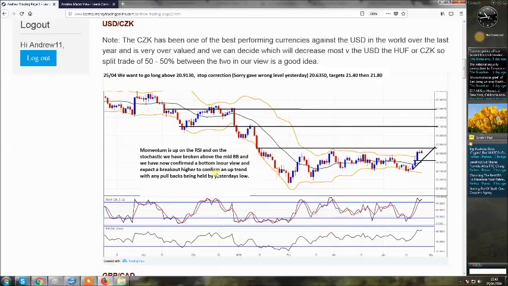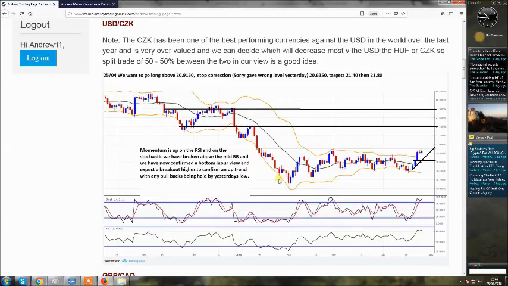The CZK or the huff? I can't decide. So what I'll do is I'll treat it as one trade and I'll split it between the two currencies. Again, poised to break out. Okay, so I think a breakout here could be a really nice trade.